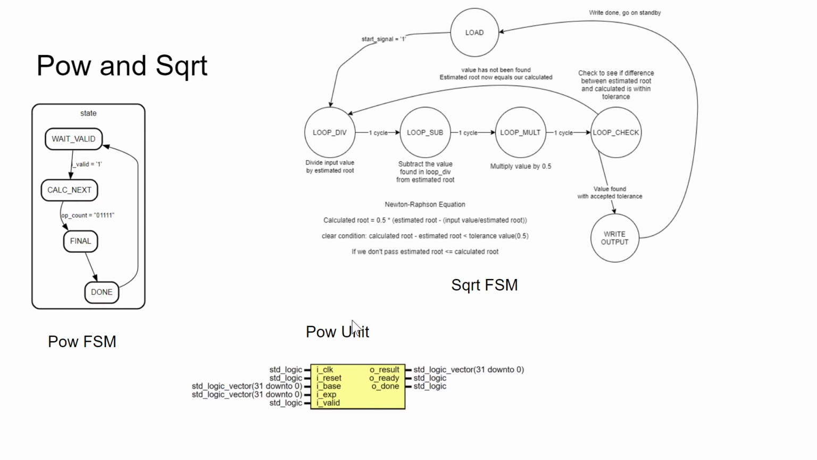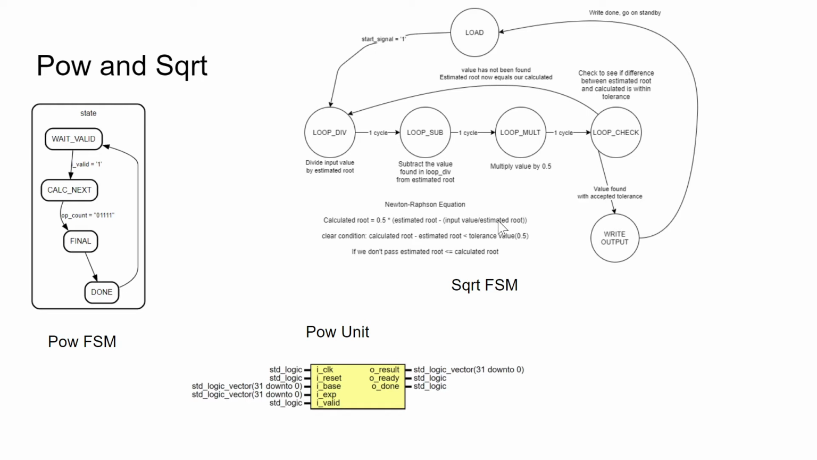So we load in, and then we go to loop divide, where we divide our input value by our estimated root, which at start would be equal to our input value. Then we go to loop sub, where we subtract the value we found in the last state from the estimated root. Then we multiply that by 0.5, and then we check that value against our tolerance, which was at 0.5 just for testing reasons, because this wasn't fully functional yet. But this was the main idea, and once the tolerance was met, we'd go to write output and then go back to load and wait for the next load in.